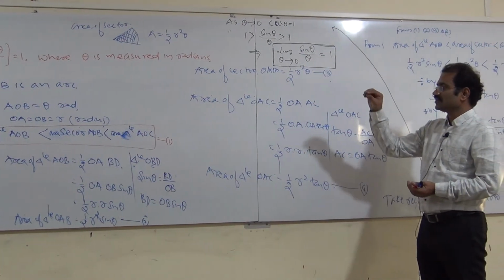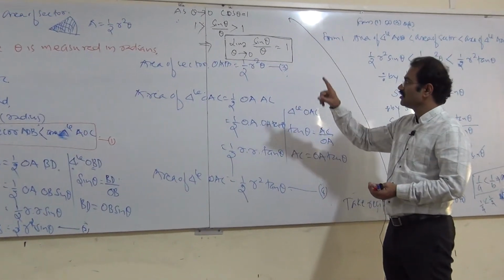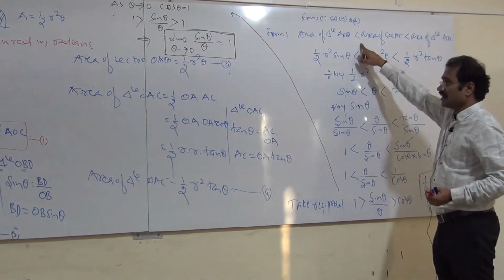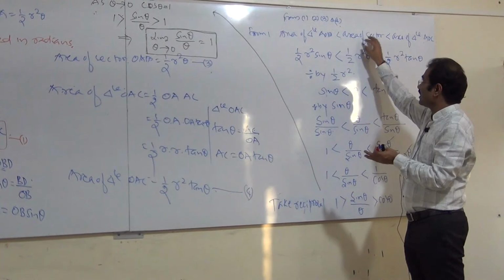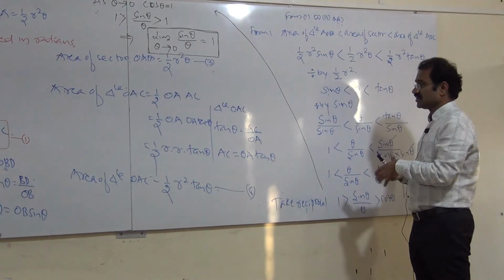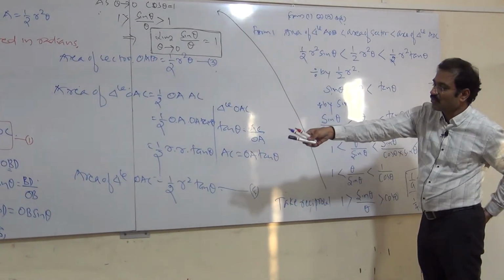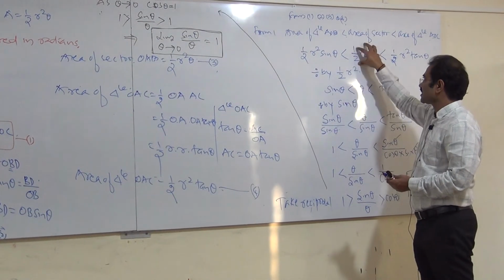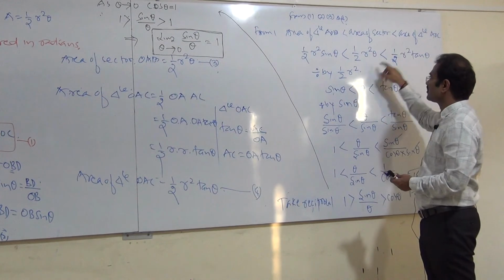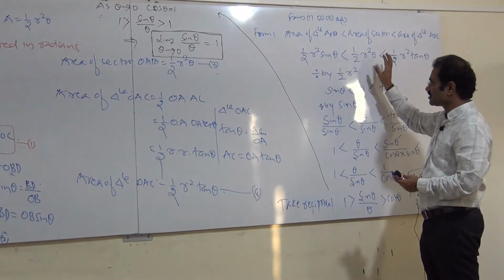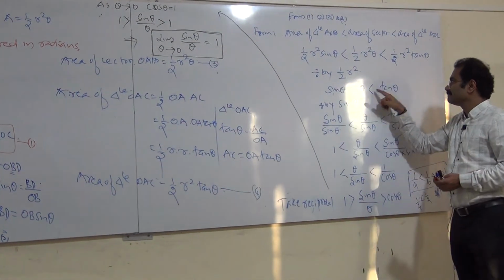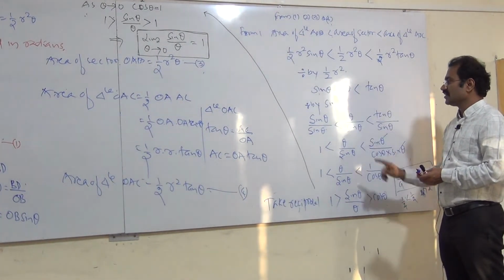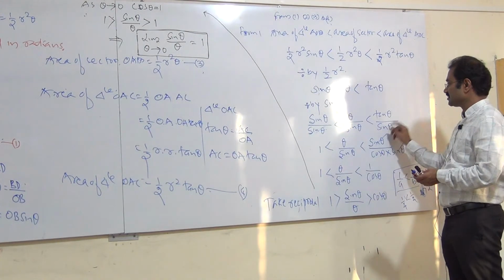Now I have the main equations 1, 2, 3. Area of the small triangle is less than area of the sector, which is less than area of the triangle AOC. I substitute all the values from 1, 2, 3. The small triangle area is this much, the sector is this much, the big triangle is this much. Divide everything by 1 by 2 r square. We get sin theta, theta and tan theta. Again divide by sin theta throughout.